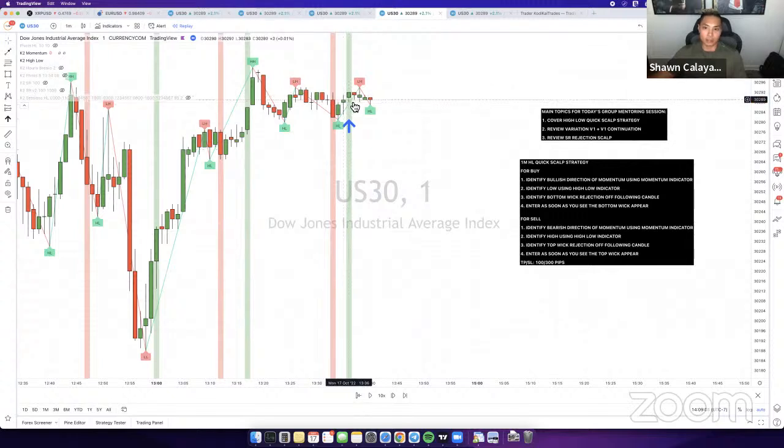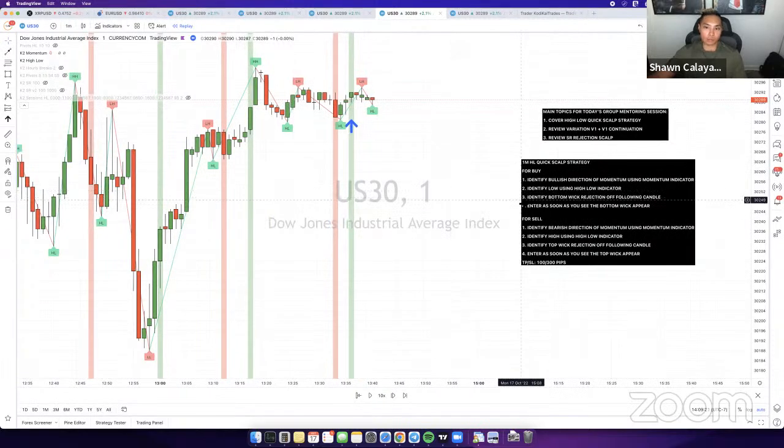Second requirement: you want to identify a low using the K2 high-low indicator. For example, right here, we have a high and then we have a low. We don't care about the high because we're looking for buys here. We care about the low. So we have a low right here. This is requirement number 2. Requirement number 3 is to identify a wick rejection off the following candle. It doesn't have to reject off anything; you're really just looking for a wick.